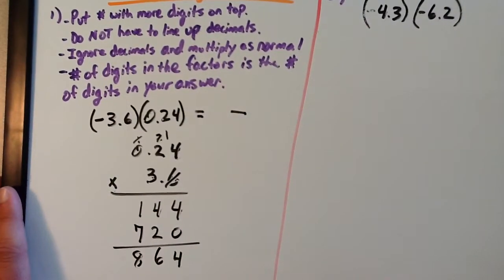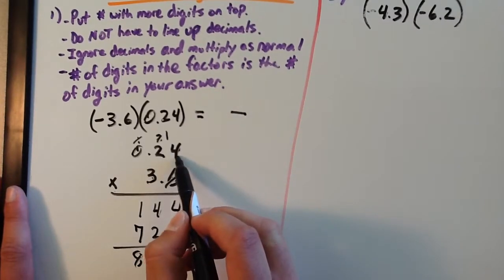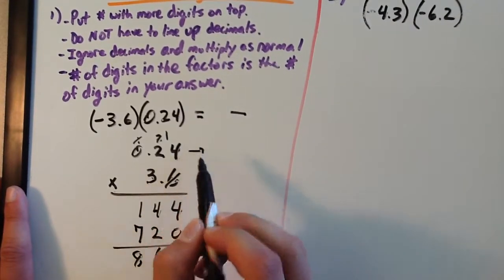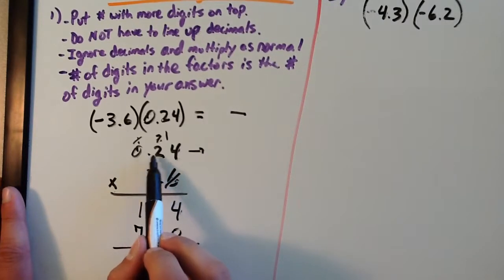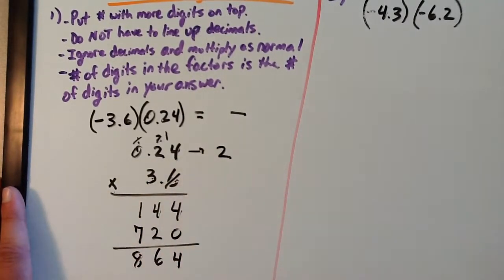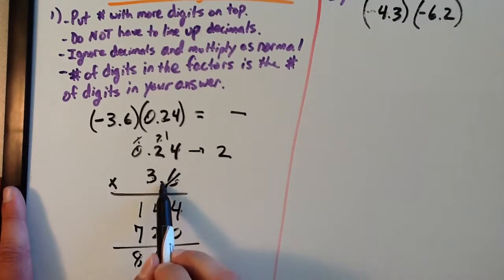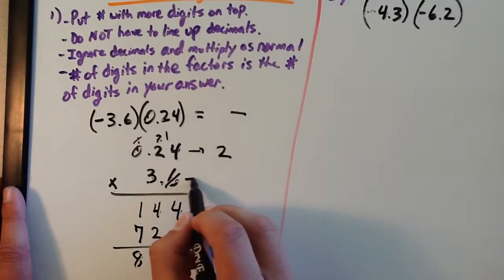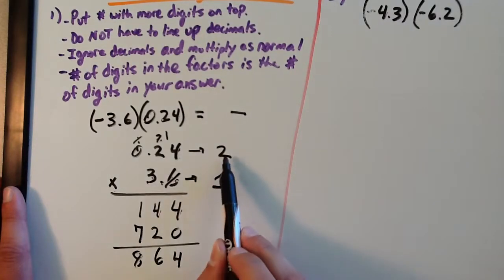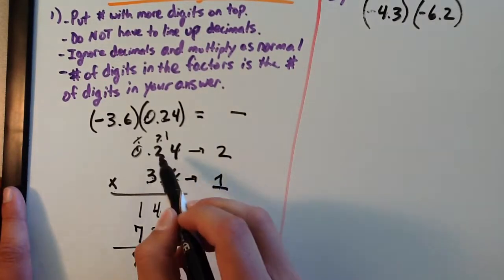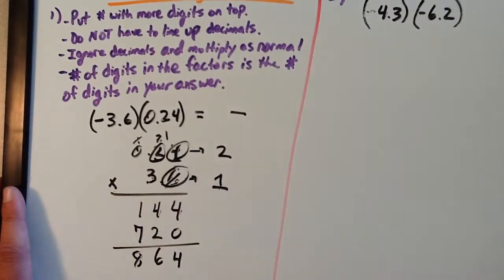Now the last step, this is very important, you need to place your decimal. And you place your decimal by counting how many digits there are after the decimal in the numbers that you multiplied. And so here, how many digits were after the decimal point? I see 1, 2. So there were 2 digits after the decimal. And in this number, here's the decimal point, there was 1 digit after the decimal. Okay, so I have 2 digits after the decimal and 1 more digit. So I have 1, 2, 3 total digits after the decimal. And so that's how many digits should be after the decimal in your answer.